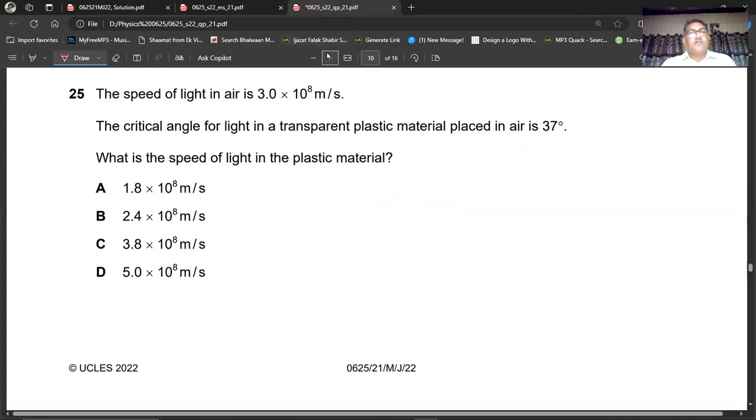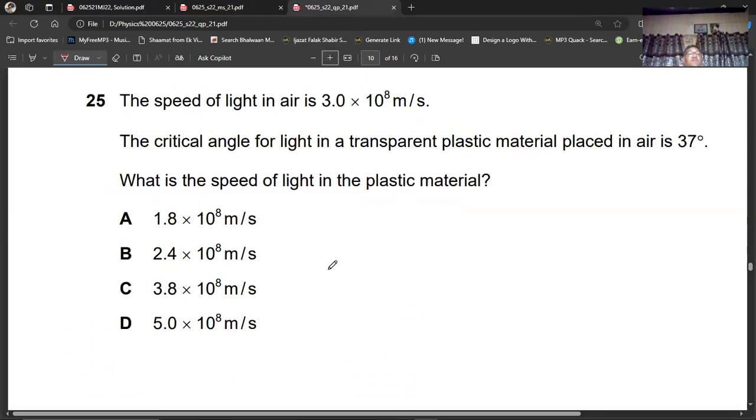Okay. So we have question number 25. It says the speed of light in the air is 3 × 10^8 meters per second. The critical angle for light in a transparent plastic material placed in the air is 37 degrees. What is the speed of the light in the plastic material?